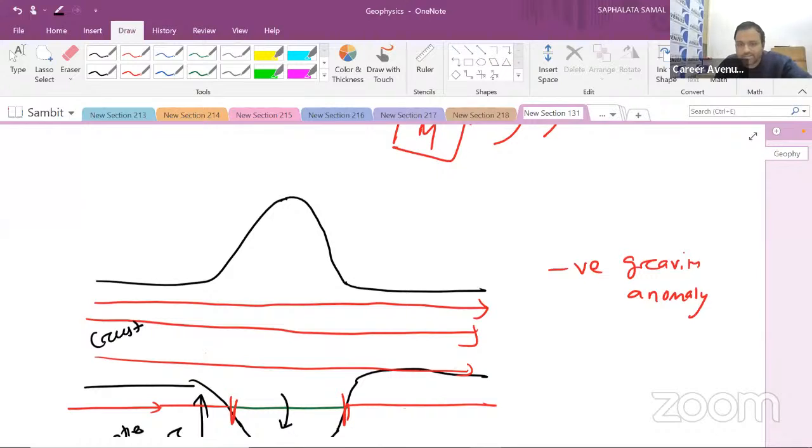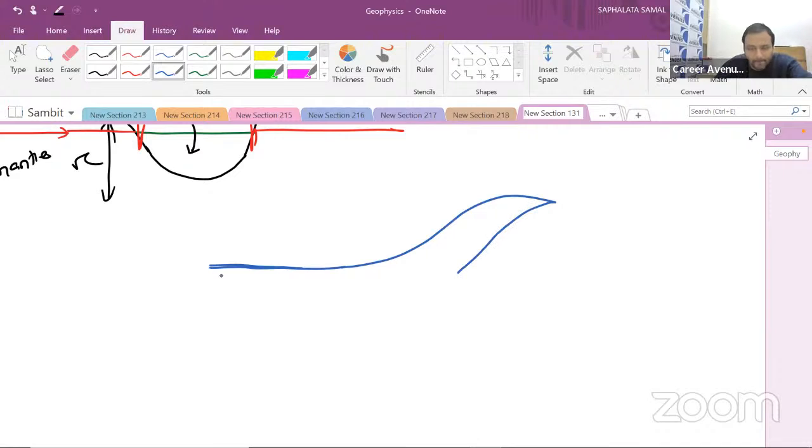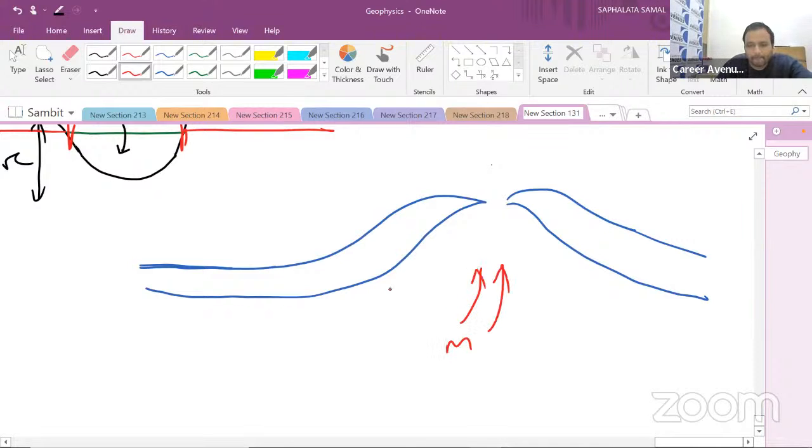Okay. Same concept over here. Let's say we have the mid-oceanic ridge, for example. The mid-oceanic ridge will look like this. The mantle material is coming upside. This is the mantle coming upside. So here the lava is coming out, the basaltic lava or the mid-oceanic ridge basalt.